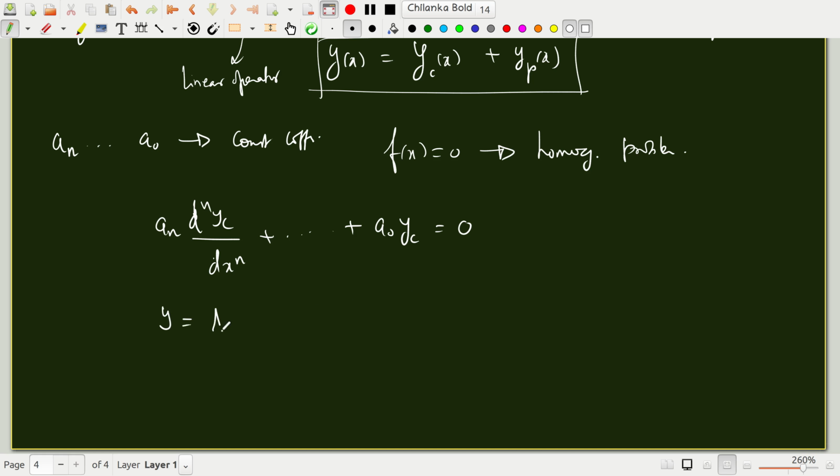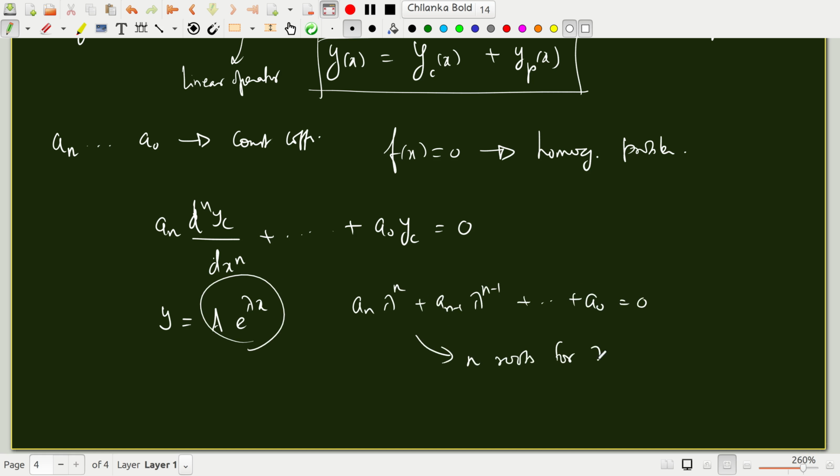Let y equal e to the power lambda x. You get a_n lambda^n plus a_{n-1} lambda^(n-1) and so on. This is a trial guess, and then we'll see whether it gives solutions. This is a polynomial that has n roots for lambda, in general. In some cases a root may be repeated, but in general it has n roots.